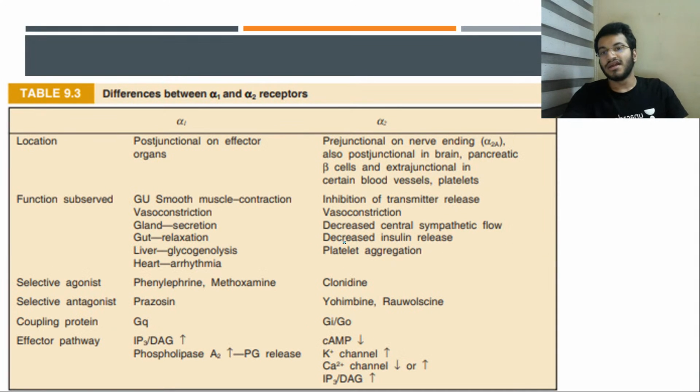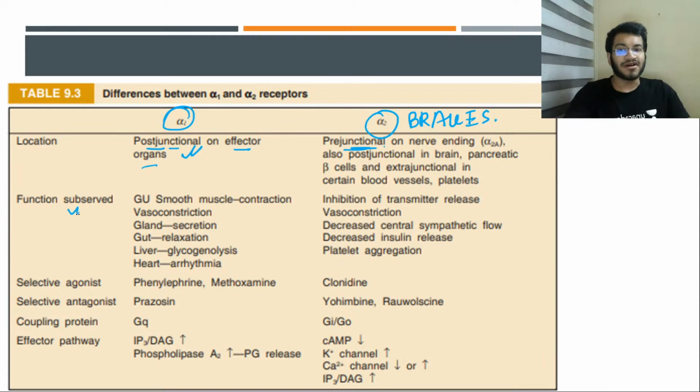Alpha 1, as I have earlier told you, that alpha 1 are present post-junctionally, but alpha 2 are present pre-junctionally, right? So alpha 2 are kind of brakes. So alpha 1 act post-junctionally on the effector organs, and if I talk about functional subserved, then they cause GU smooth muscle contraction, vasoconstriction. Now you will ask which receptors act on blood vessels.